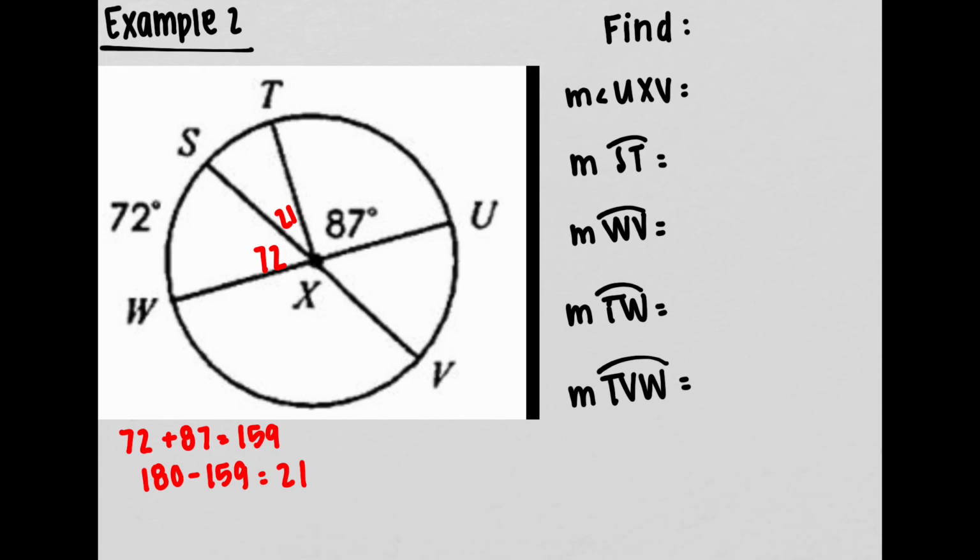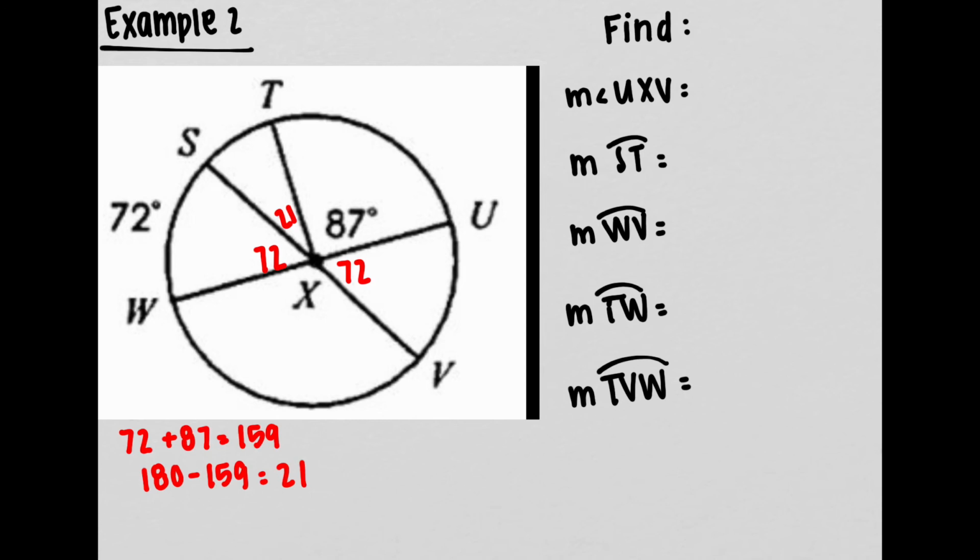I now have a situation where I have vertical angles. So if you don't remember what vertical angles are, we take two lines. So we have one here, which is a chord SV. We have another chord WU. When they intersect, those angles across from each other, so this one right here and this one right here, they're equal to each other. So I now know this angle is 72 degrees as well.